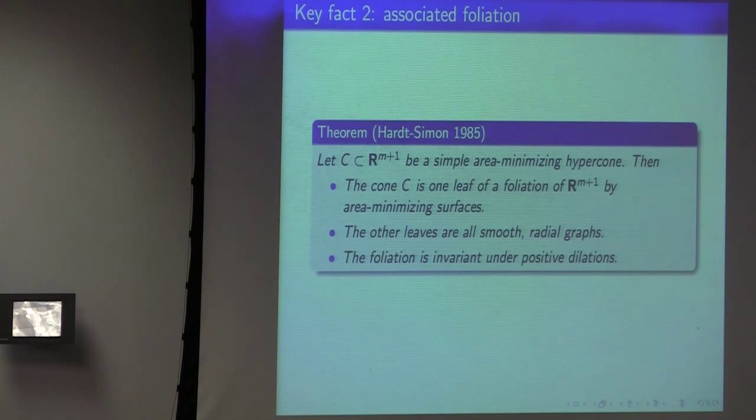Another key fact is a beautiful, wonderful fact about minimal hypercones proved by Hardt and Simon back in 1985. Take any simple area minimizing hypercone, then that cone is part of a foliation. It turns out that cone is one leaf of a foliation of Euclidean space by area minimizing hypersurfaces. Now, of course, the cone is singular, but all the other leaves are smooth. So I say foliation, but there's exactly one leaf that has exactly one singular point.